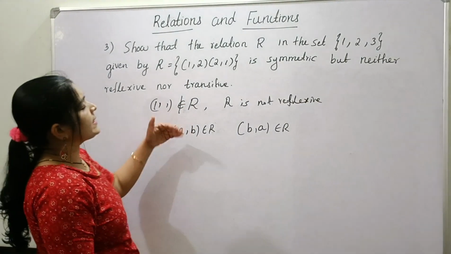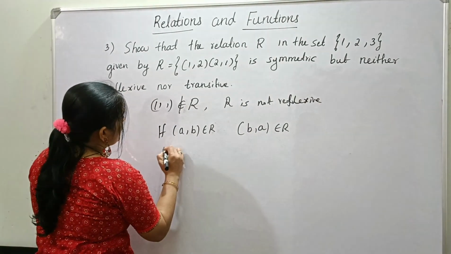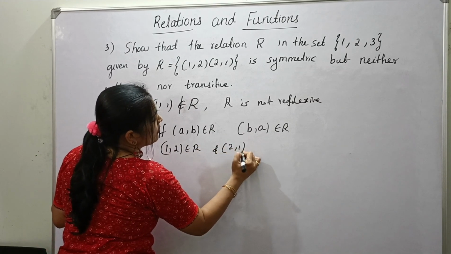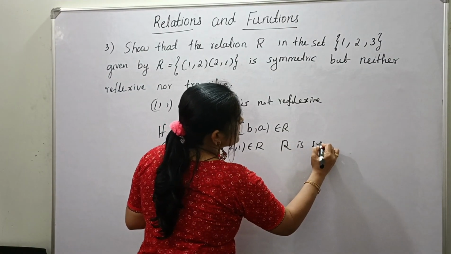But here, next, the third one. So here you can write (1,2) belongs to R and (2,1) belongs to R. Therefore, R is symmetric.